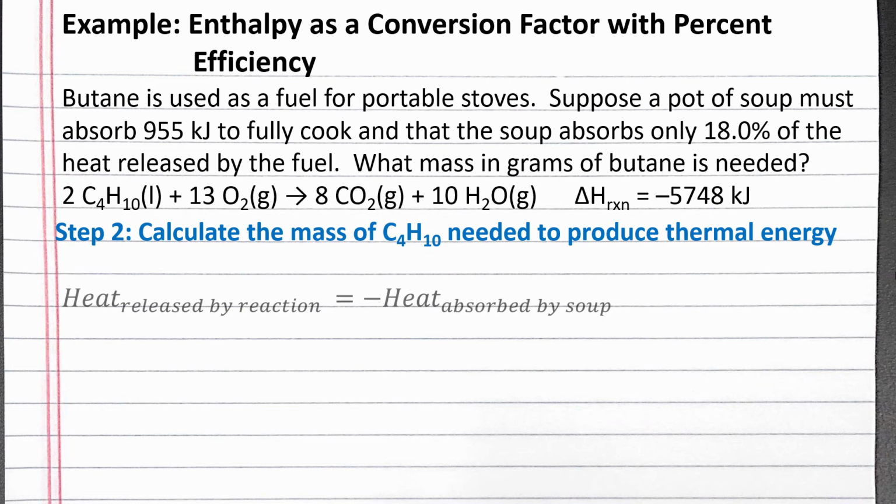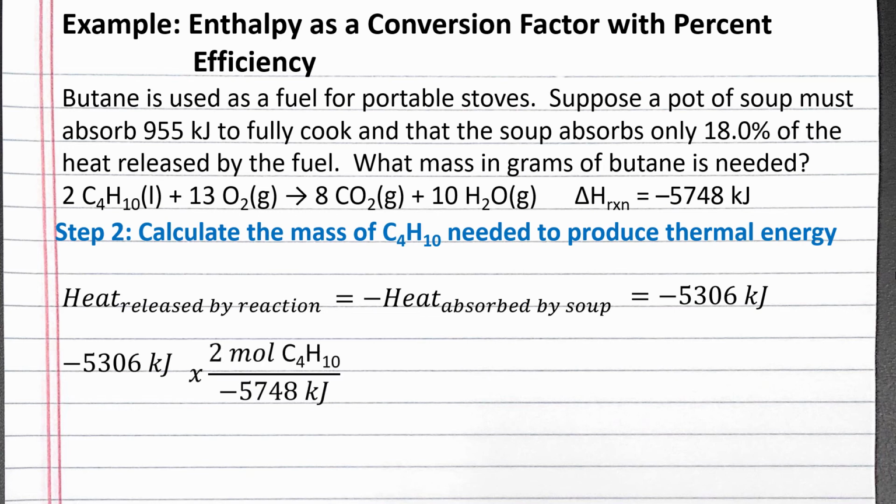The thermal energy released by the reaction is absorbed by the soup, so heat released equals negative heat absorbed. We need our reaction to release 5,306 kilojoules, and releasing energy is a negative change in heat. So we start our dimensional analysis with negative 5,306 kilojoules. We can use the enthalpy of solution and the coefficients in the balanced chemical equation to convert from kilojoules to moles of butane. 2 moles of butane will release 5,748 kilojoules according to our equation.